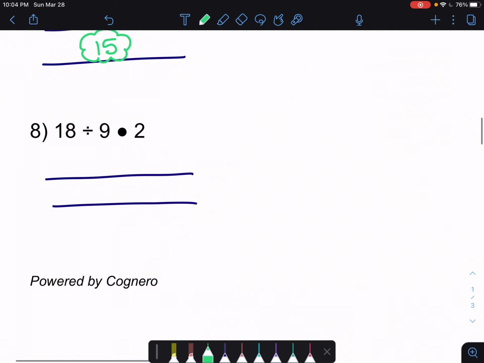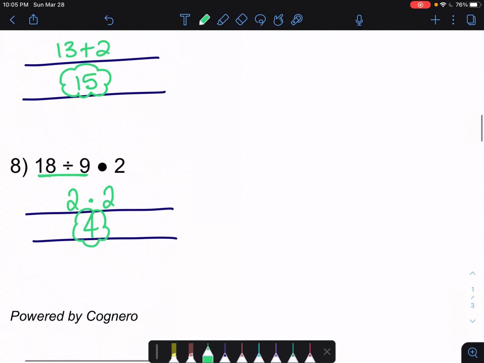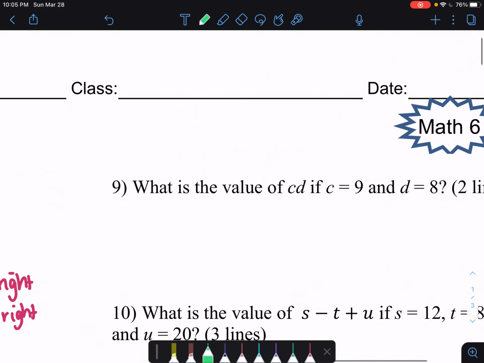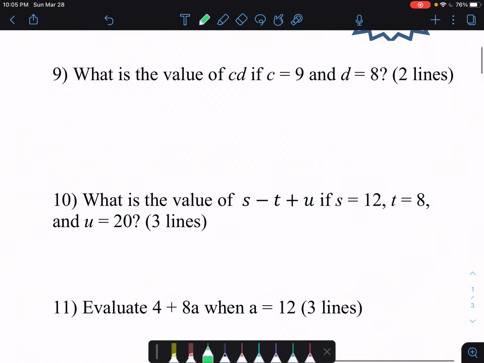In number 8, I'm going to do my division first because it comes first from left to right. 18 divided by 9 is 2, times 2 is 4. Now in these first 8 questions, I added the lines, so I'm the one who drew the lines. Up here, starting with number 9, you can see that I tell you the number of lines of work that you need to have for each of these problems.